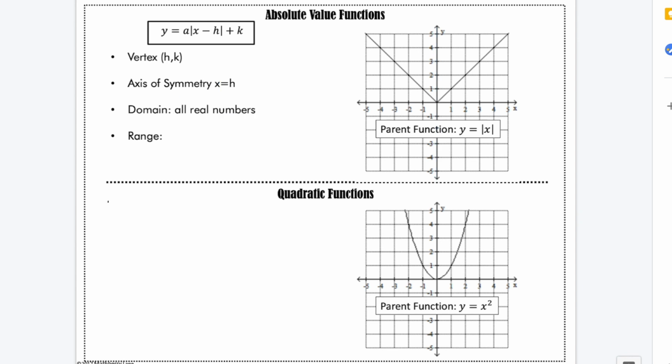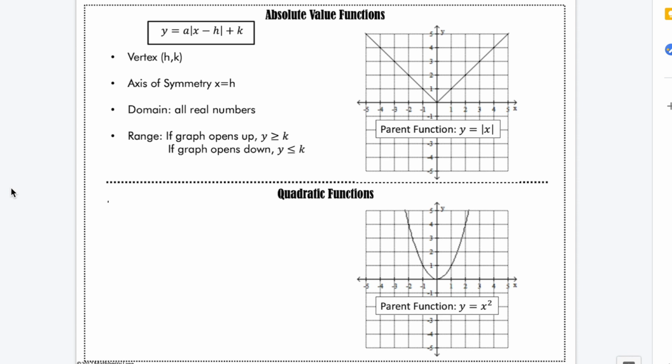The domain for the absolute value function is all real numbers because even though it cuts off on this graph, the lines will continue on forever and ever in both directions. And the range starts at the y-coordinate of the vertex and then either contains everything above or everything below, depending on whether the graph is opening up or opening down. And that is determined by whether a is positive or negative.